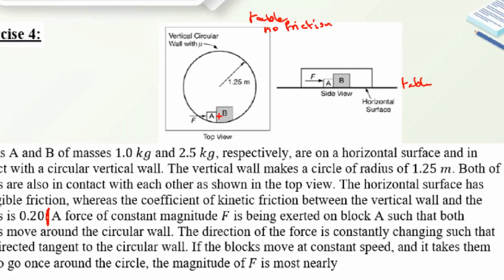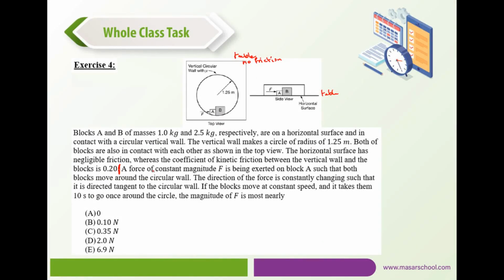And the blocks will move along a circle while remaining in contact with each other and remaining in contact with the inner walls. However, between the blocks and the inner wall there is friction, and we're talking about kinetic friction because there will be a relative motion between the blocks A and B together and the inner circle. You can imagine this inner circle to be a cylinder.